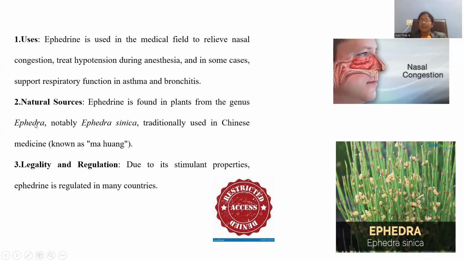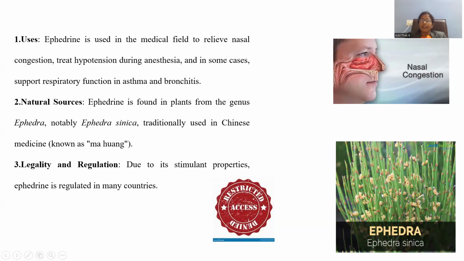Then let's go with where we can find this drug called ephedrine, from where we are going to extract it. Being a natural product, we have to go to nature. Natural sources for ephedrine: it is found in plants from the genus Ephedra, notably Ephedra sinica.